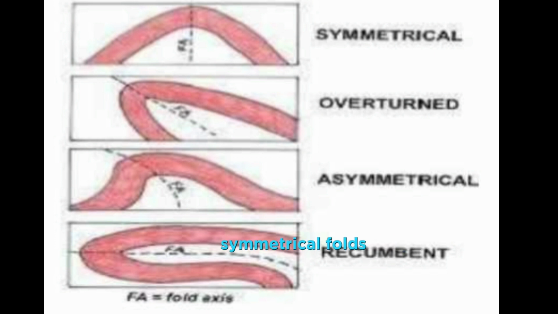Symmetrical folds. A symmetrical fold is one in which the axial plane is essentially vertical. The two limbs will have the same angle of dip in opposite directions. Asymmetrical folds: the fold in which the axial plane is not vertical but is inclined is called an asymmetrical fold.